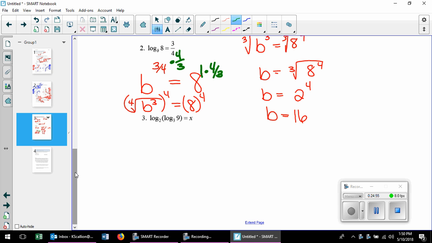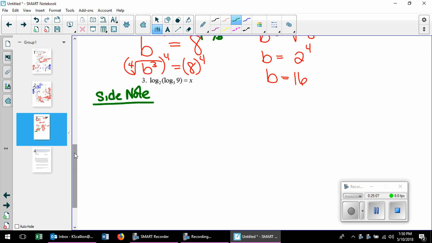Okay, so the first thing I want you to do is a side note. They were important in completing the square, and they're just as important now. So I want you to do that inner log as a side note. So I'm going to go log base 3 of 9 equals some variable. I don't care what the variable is, I'm going to call it k.